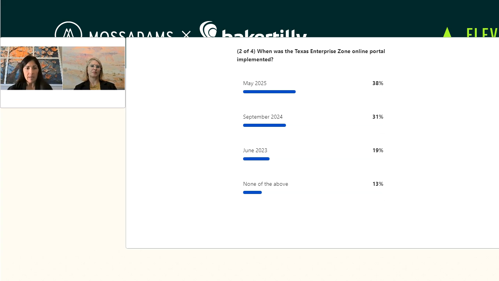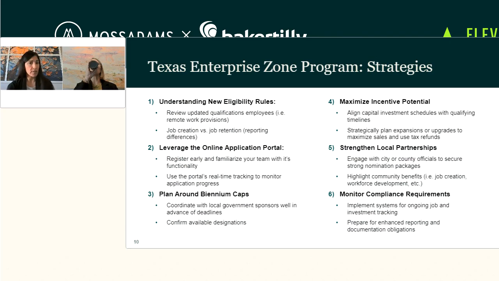So again, it looks like 38% got it right. It's May 2025. So the portal has been live for 2 rounds now, and the governor's office is still working out logistically some of the kinks, but it's a great time saver. Now we'll move forward to some of the strategies.